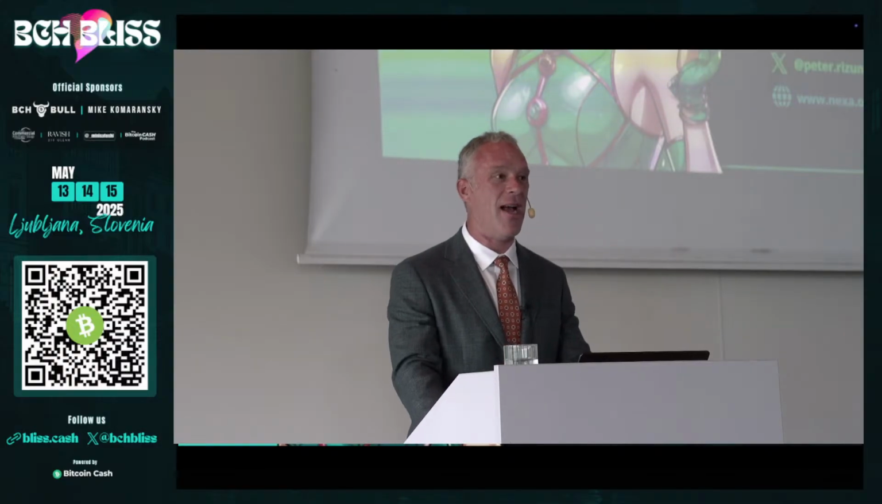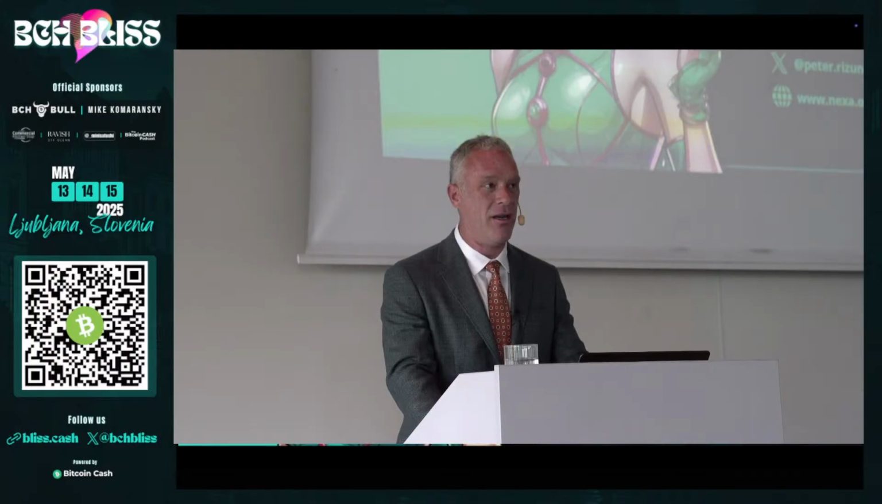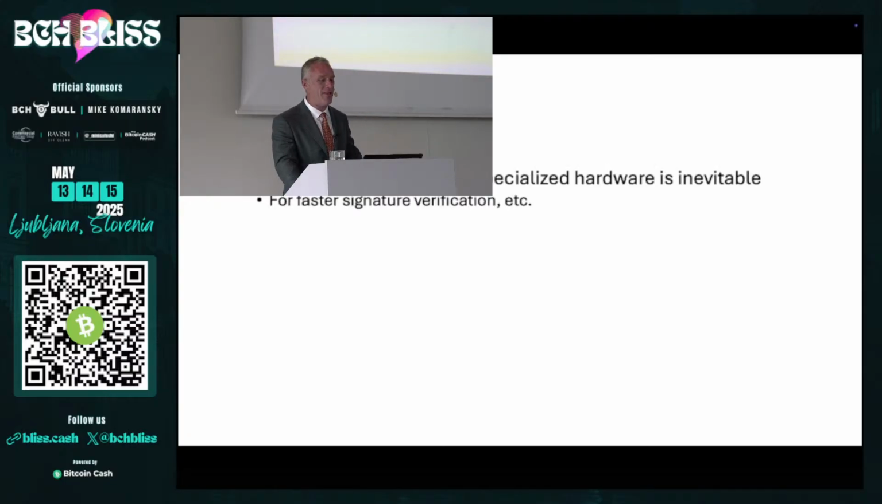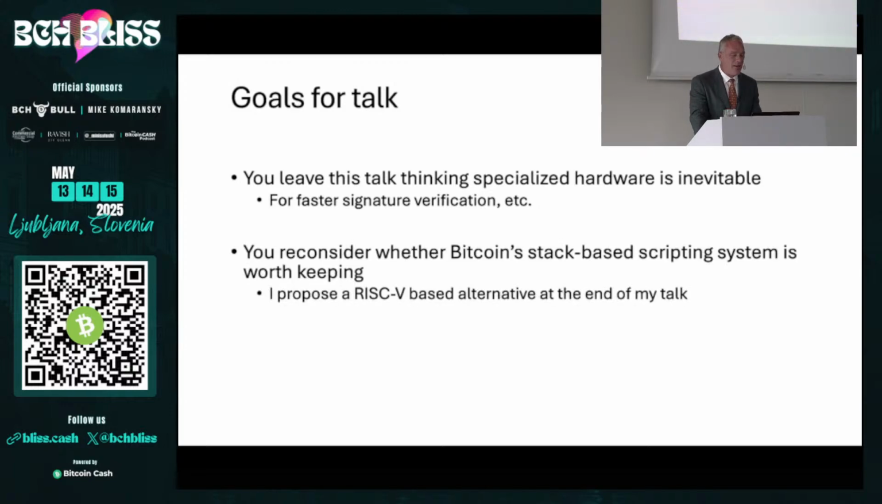My name is Peter Risen, and the title of my talk today is An Introduction to Hardware Acceleration for Cryptocurrency. I have two main goals for this talk. The first is that you leave this talk thinking that specialized hardware is not only an interesting idea, but is in fact inevitable for things like faster signature validation and other computationally intensive tasks. My second goal is that you will reconsider whether Bitcoin's stack-based scripting system is worth keeping. At the end of my talk, I propose a RISC-V based alternative.